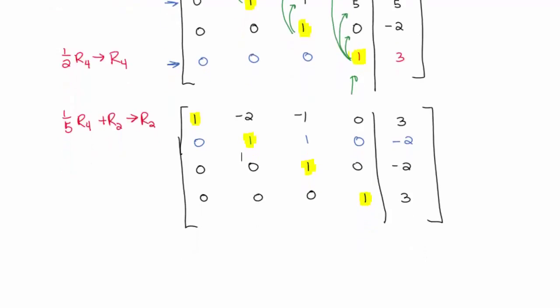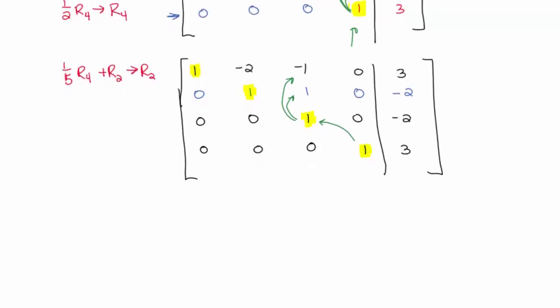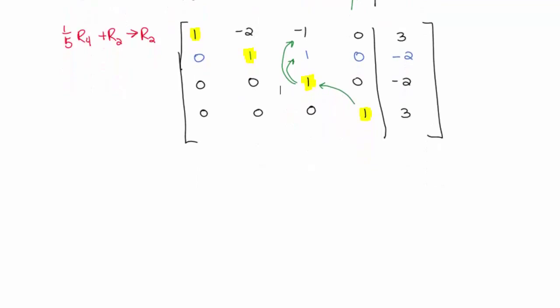Now I'm going to step over, step backward to the previous one and use that to kill everything above. So I'm going to take negative row 3 and add it to row 2, and then I'll take row 3 and add it to row 1. Let me write that down. Negative row 3, add it to row 2 to become the new row 2. And row 3 added to row 1 to become the new row 1.